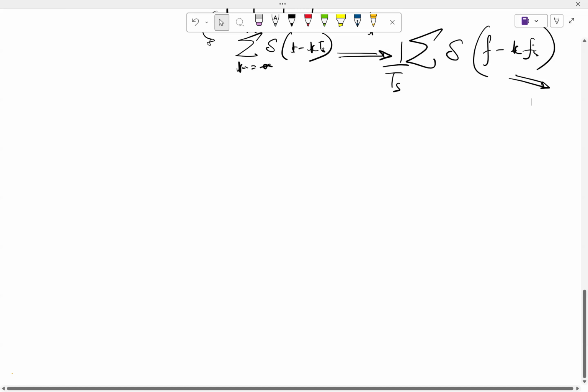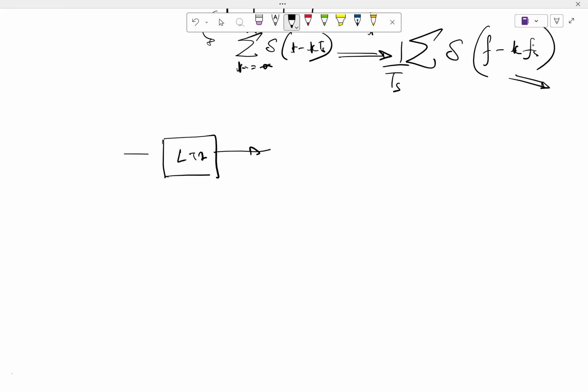Let's assume we have an LTI network. This is a repetition of something that we had done a long time back, but in a slightly different manner. It has an impulse response of h(t). I apply a signal x(t), or v_i(t) let's say, and I get an output v_0(t).